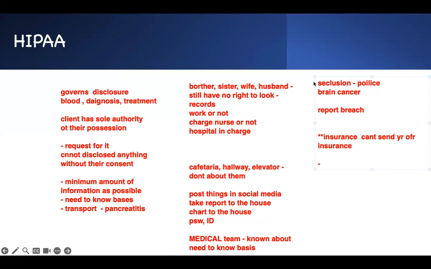There's nothing wrong with that. So those are the key stuff about HIPAA.